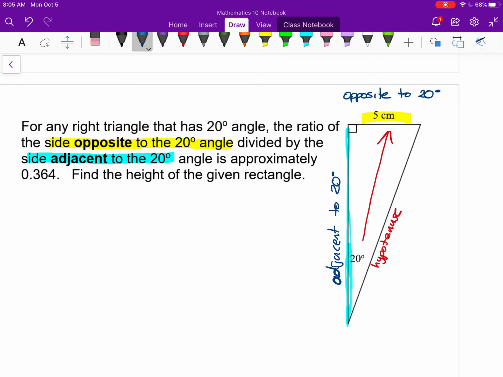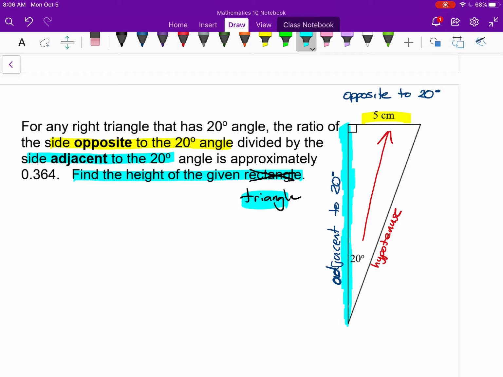I said the ratio of the side opposite to 20 degrees divided by the side adjacent to 20 degrees is approximately 0.364. And I want to find the height of the triangle. The height of this triangle is the same as this side in blue. It's the same as the side adjacent to 20 degrees. That's the height of this triangle. So I'm trying to find the length of that side in blue, the side that's adjacent to 20 degrees.